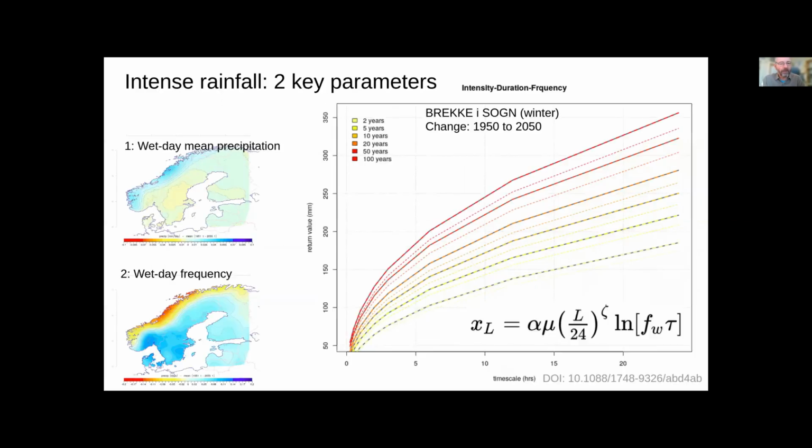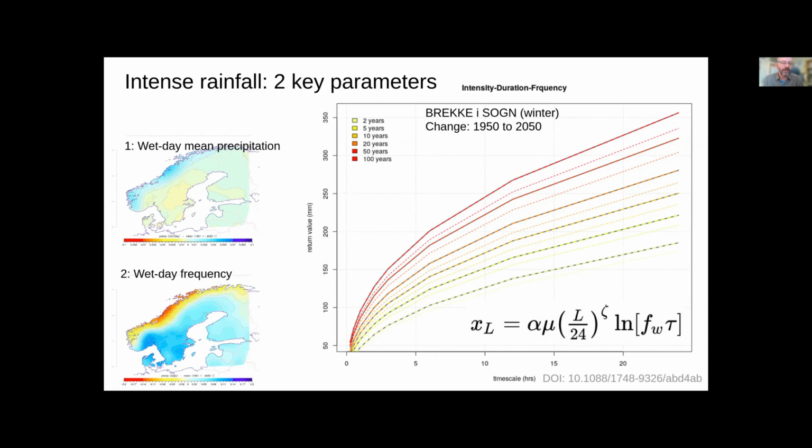And we can also apply statistical downscaling to downscale other types of statistics. So if we have the wet day mean precipitation and the wet day frequency, then we can use this formula here to estimate how the intensity, duration, and frequency curves change. This shows the duration of rainfall in terms of hours, so here's up to 1 day, and the return level here on the y-axis. And then you have different return periods here with different colors. So this is a 100-year event, and this is a 2-year event. So that's very useful for climate change adaptation.